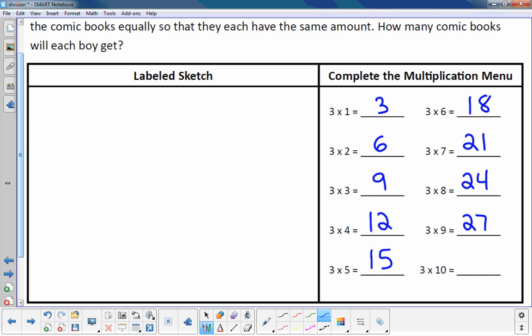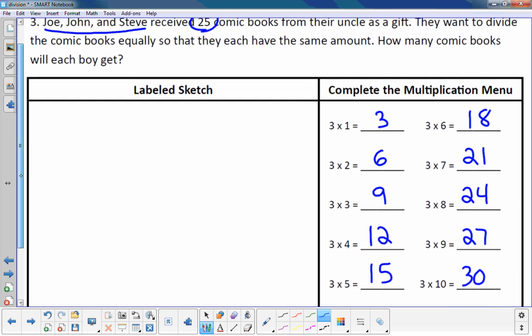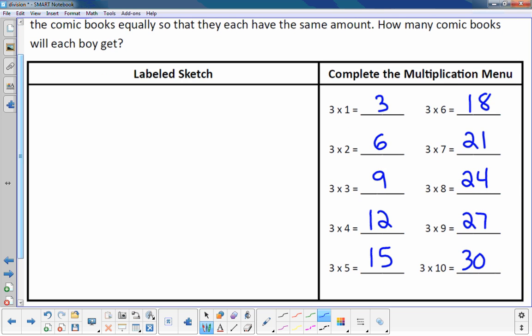You might still be wondering, why am I doing the facts of 3? Because 3 is an important number in this problem. There's 3 people, and the other important number is 25 because of the 25 comic books. We're going to see how 3 people can share 25 comic books. So I'm going to draw a picture and break this up into thirds the best I can. 3 regions, 3 people.